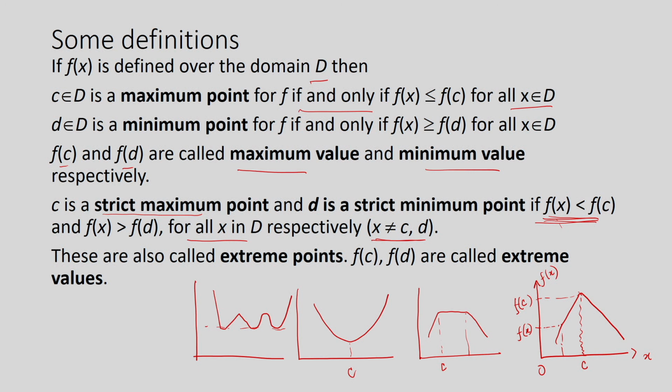These are also called extreme points. So, in short, if we bunch them together, maximum points and minimum points are called extreme points. Correspondingly, f(c) and f(d) are called extreme values.